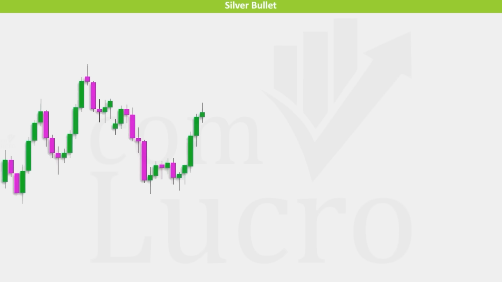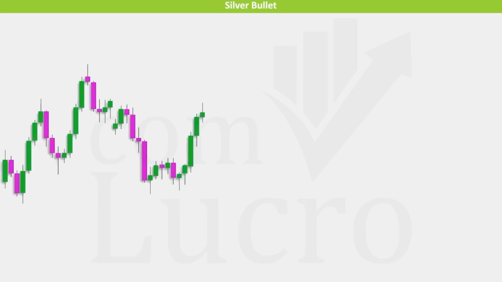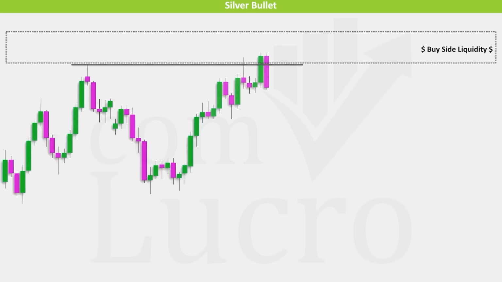The silver bullet is an ICT trading strategy that combines three main concepts: market structure shift, liquidity sweep, and fair value gap. When these elements align within specific trading sessions, they create a structured opportunity based on liquidity and confirmation rather than random entries. To trade the silver bullet, wait for price to break above the day's high during the London or New York session, and then quickly return inside the range, taking out the buy-side liquidity.